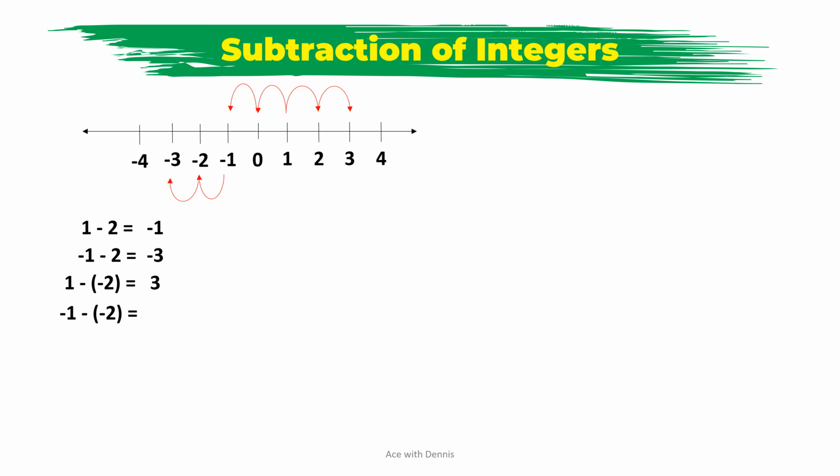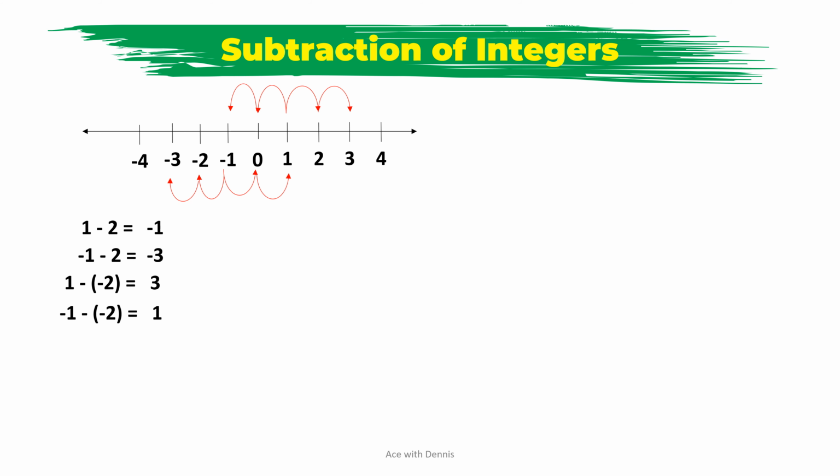Similarly, for negative 1 minus negative 2, this is a negative number minus a negative number. Since it is a subtraction of a negative number, we have to move to the right. Start with negative 1, 1 unit, 2 units. It lands at 1. Hence, the answer for negative 1 minus negative 2 is 1.